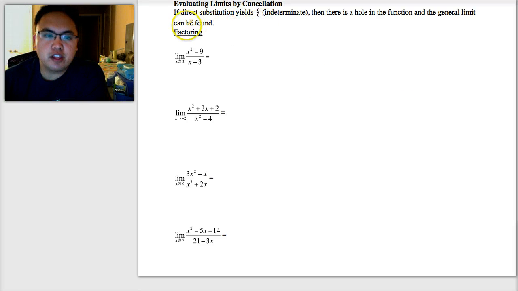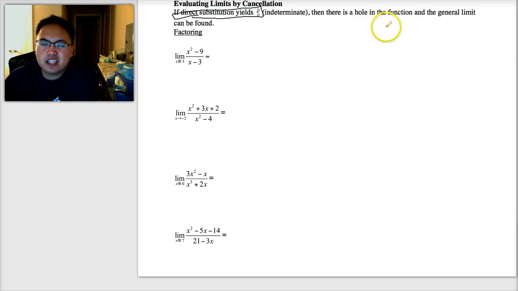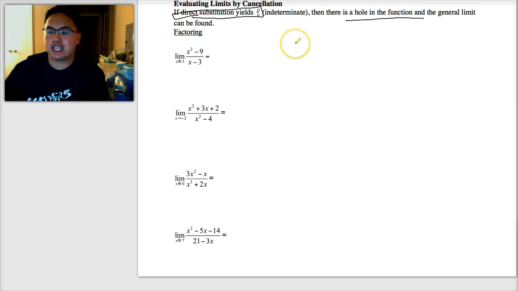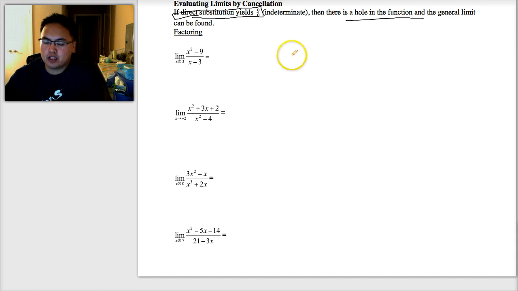If you do direct substitution and you get 0 over 0, or in other words, indeterminate, essentially there's a hole in the function, and you need to factor and cancel and eliminate. Anytime you get 0 over 0, that's a hint for you that you need to simplify it somehow. This first one is review, and then the next two we'll go over again because some of you said you had a lot of difficulty.